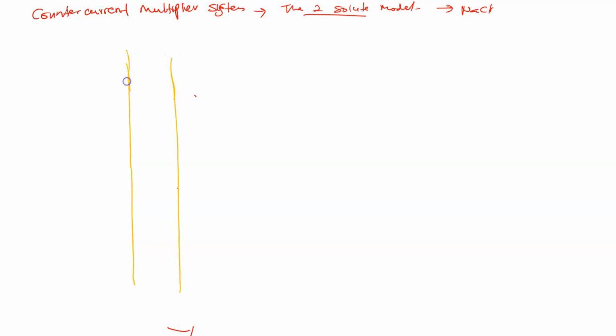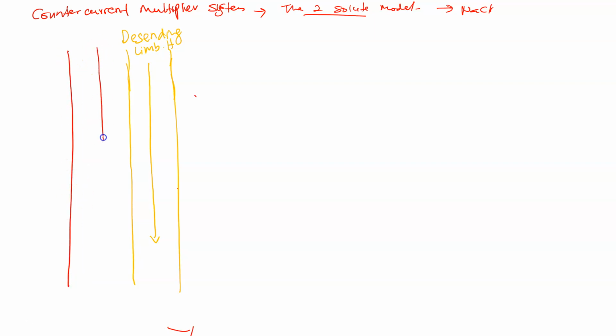Okay. So ini adalah of loop of Henle. Okay, descending limb of loop of Henle. So filtrate turun. Okay, filtrate turun. Okay, so sebelah dia kita ada, saya buat warna biru lah.